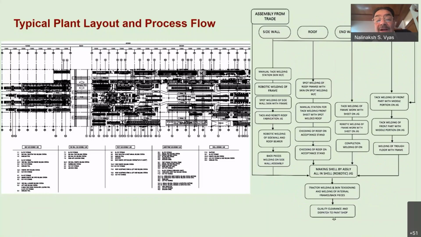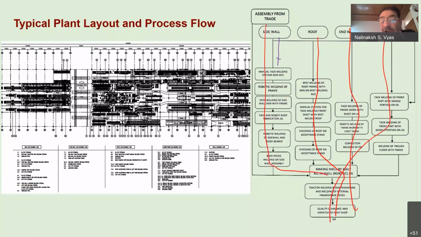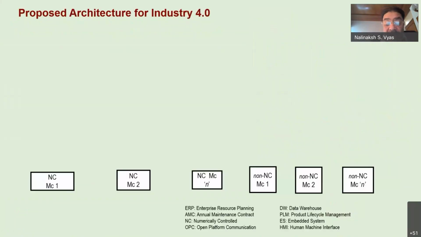So this is the process flow for the sidewall, the roof, how it goes and how it gets assembled, end wall, under frame, etc. So this needs to be digitized, and we create a digital factory. So the architecture is like this. This is architecture, not proposed. It has already been done.